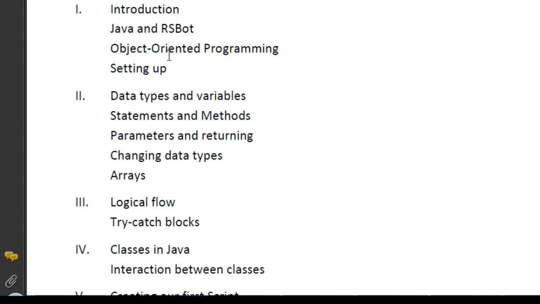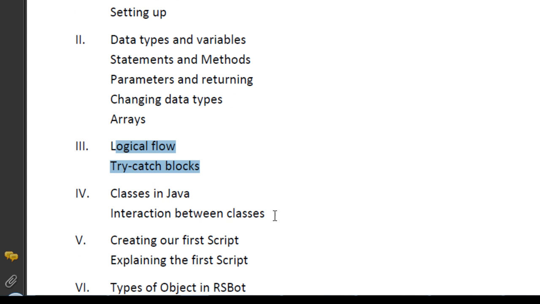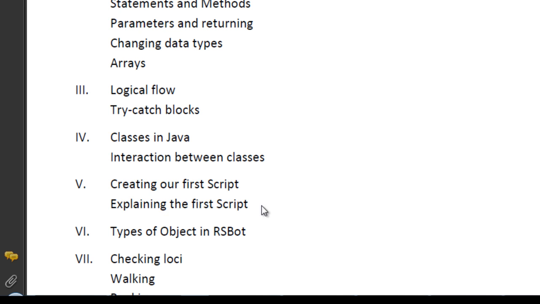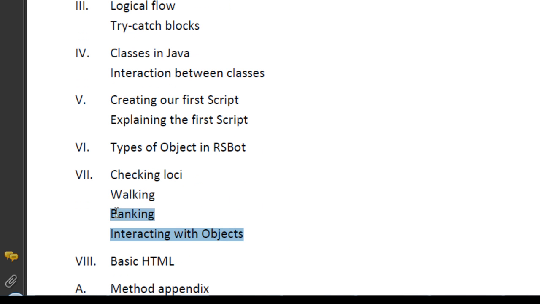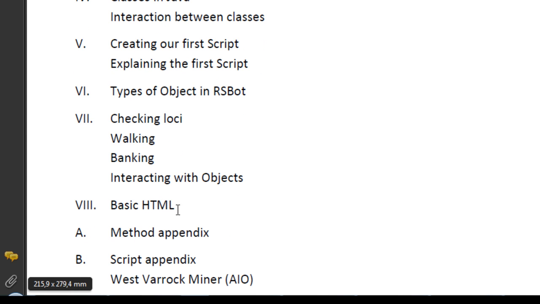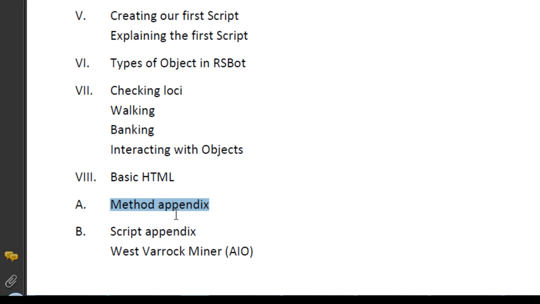Well, it has an introduction, Java and RSVOT, object-oriented programming, setting up the client and the IDE and so on. And then an introduction to Java, some more advanced Java and object-oriented programming. Our first script, the objects in RSVOT, and then a few important methods such as checking for where you are, walking, banking, interacting with objects, HTML, a few important and interesting methods you may want to use in your script, and finally a script appendix.